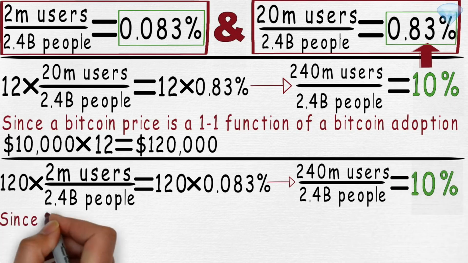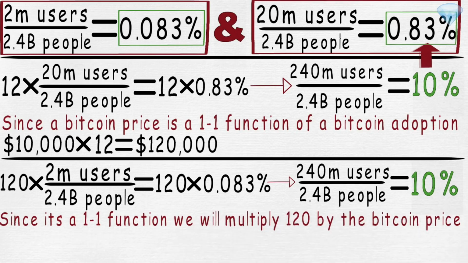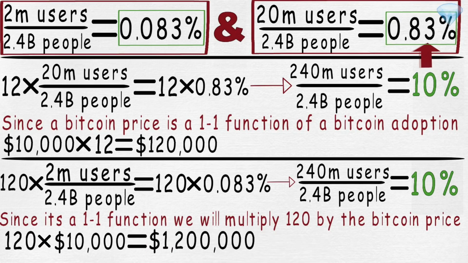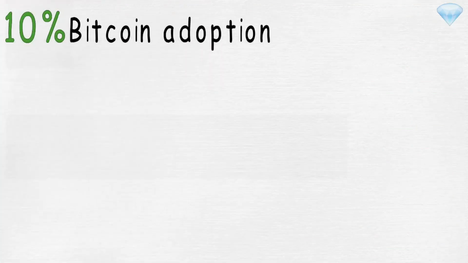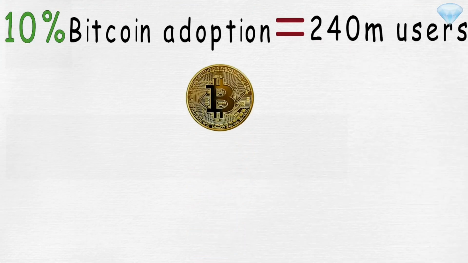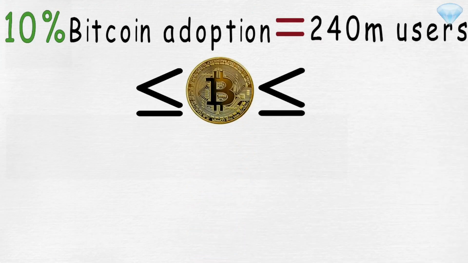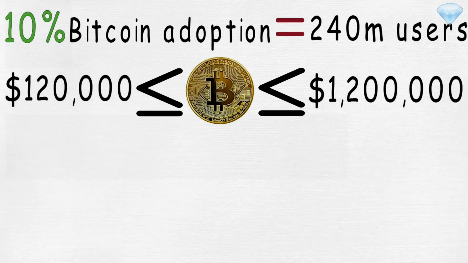Once again, since this is a one-to-one function, we will have to multiply 120 by the Bitcoin price as well. 120 multiplied by $10,000 equals $1,200,000. So 10% Bitcoin adoption is equivalent to 240 million users, and the price of 1 BTC should be around $120,000 and $1,200,000. Yes, there is more.